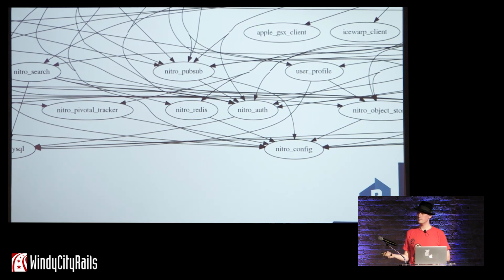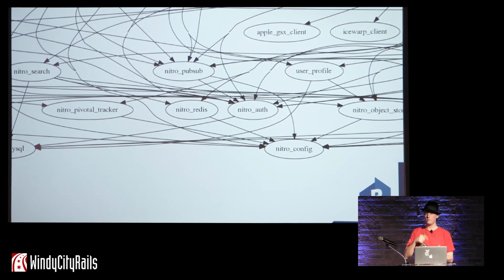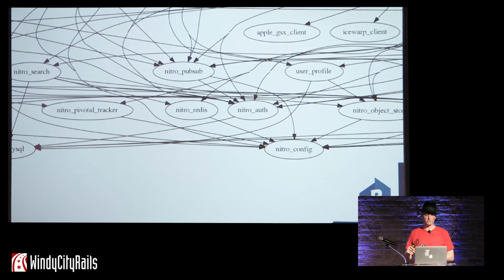IceWarp is our mail server. So anytime a user account is created, we go and we provision a user's mail account. That obviously can be, it's a client library fundamentally, so we can extract that to a component. And then Pivotal Tracker is the same. We actually have actions you can take within Nitro that will update statuses in Pivotal Tracker. So those make for great components.